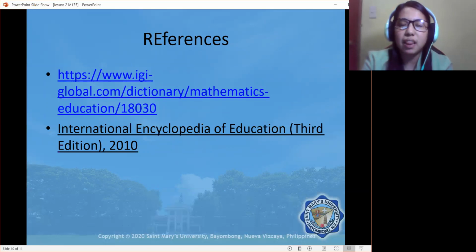And of course, the main objective, or the twin goals of mathematics education, is the improvement of critical thinking skills and problem solving skills.